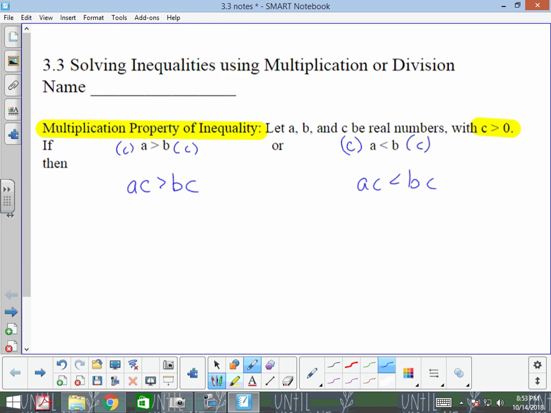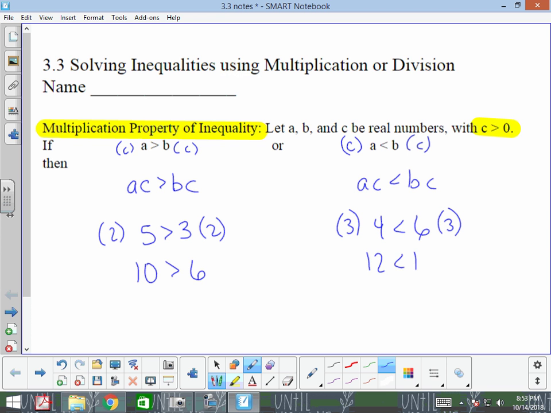So let's put some numbers to that. Let's say, again, 5 is greater than 3, and we're going to multiply both sides by 2. So 10 is still greater than 6. Over here, let's say 4 is less than 6, and we're multiplying both sides by 3. Then 12 is still less than 18. So doing the same thing to both sides still keeps the inequality true.